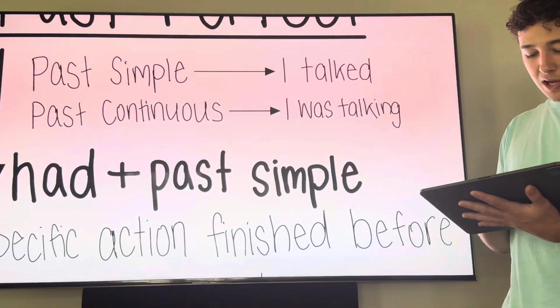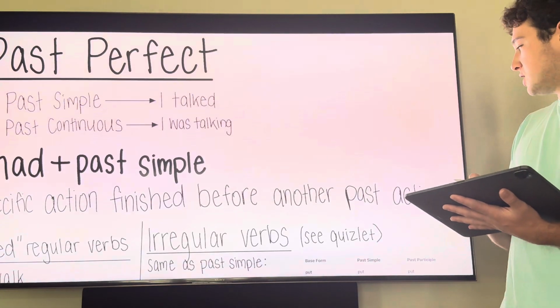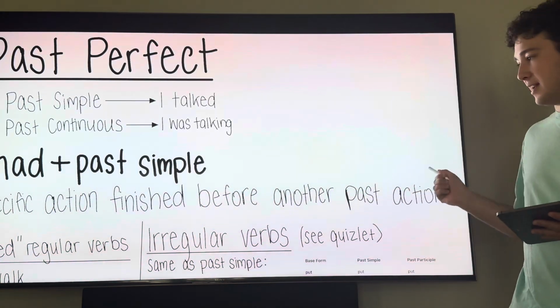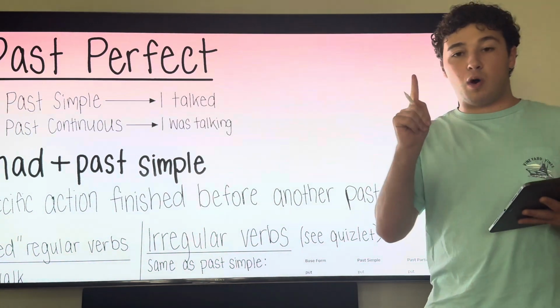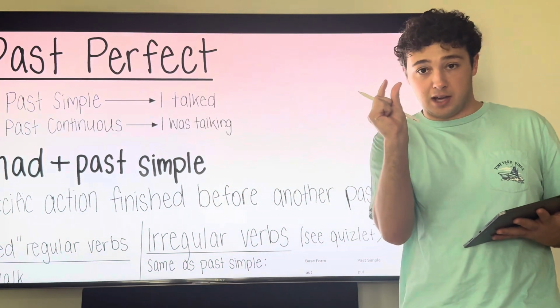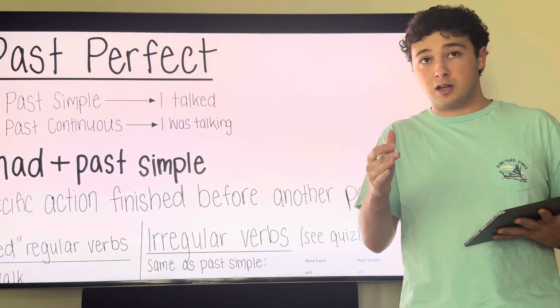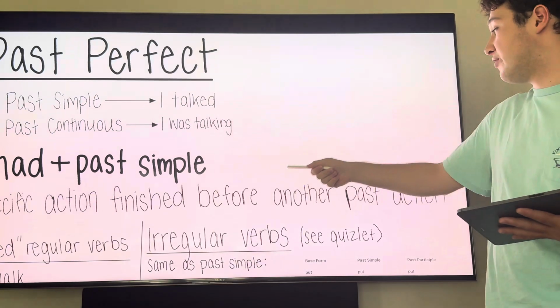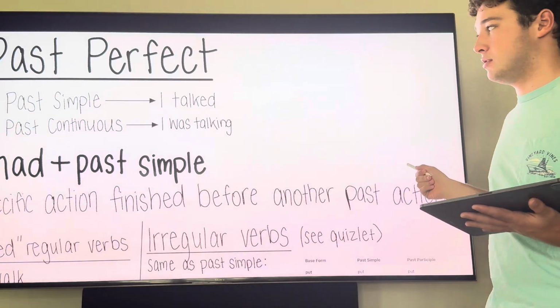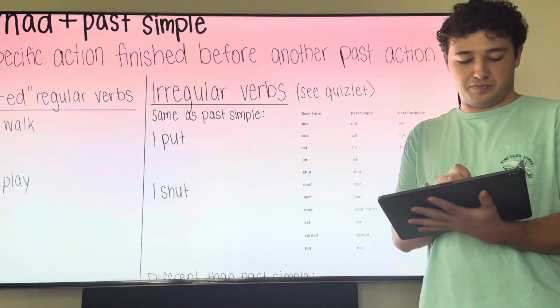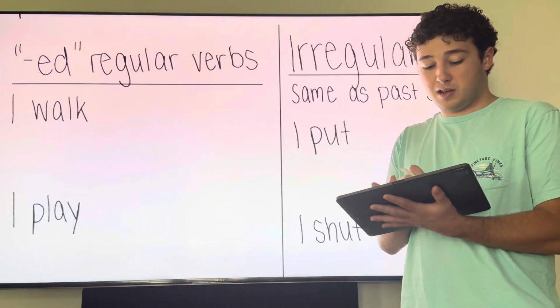When is it used? This is used for a specific action that was finished before another past action. So one specific action that has a start and an end, that was finished before another past action. So let's look at a couple examples. There are a few types.